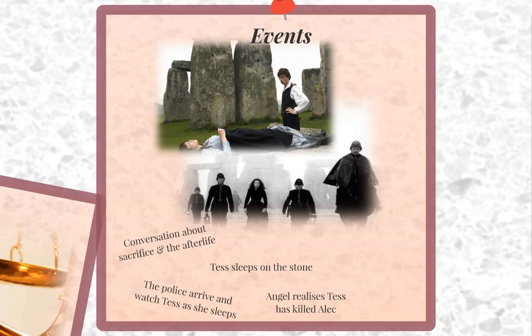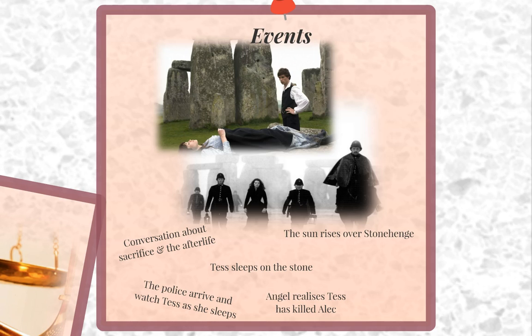Angel realises that Tess has killed Alec, but he doesn't reject her. He tries to protect her, and that's where that theme of love comes in. The sun rises over Stonehenge and it shines on Tess. It's almost like the light of God showing her as being innocent, showing her as being righteous, that kind of phrase. But it's also the sun that the pagans sacrificed to.